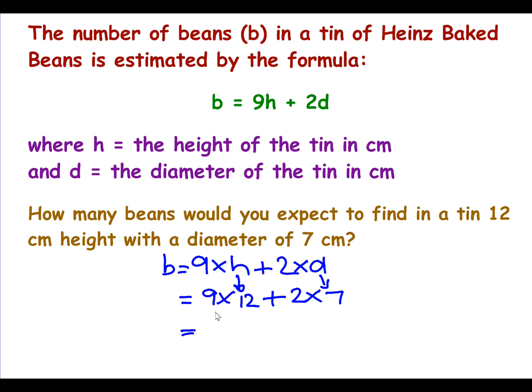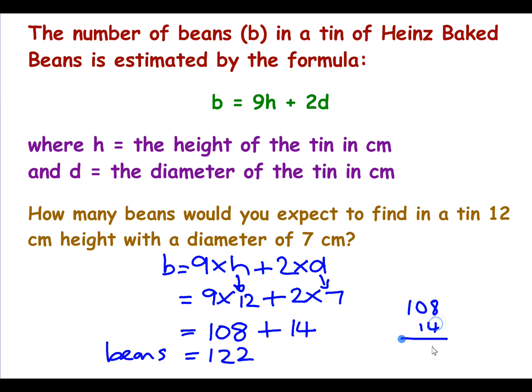So I know that 9 times 12, because I know my times tables, is 108. And then I'm going to add 2 times 7, which is 14. So the number of beans in my tin is 122. I add my 108 and my 14.